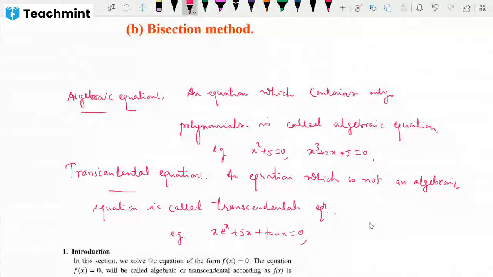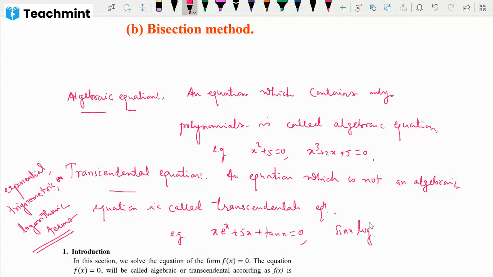It means that an equation which contains exponential or trigonometric or logarithmic terms is called transcendental equation. So you can take sin x into log x equal to 0. It is again an example of transcendental equation, or just you can take x into log x equal to 0. It will be another example of transcendental equation. So this is the difference between algebraic equation and transcendental equation. So these are two different types of equation.